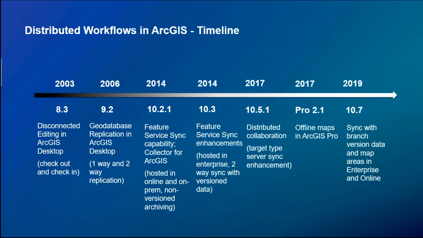And later in 2017, we released Pro 2.1, and that's where we, for the first time in Pro, allowed you to take data offline from a feature service. And then in 2019 and 10.7, which is just about to be released, we're releasing sync on top of branch versioning, which now is also supported. And we are releasing this map areas option within your maps in online and enterprise.